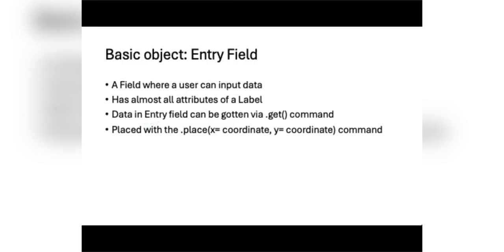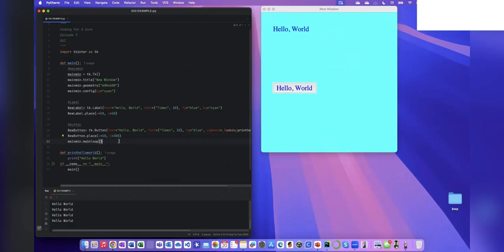Next, let's move into our final basic object, the entry field. It's a field where the user can input data, which you can get with the .get command. Let's use this to create a program where the user can write text into a field, which can then be printed by the click of a button. All right, let's move on to our final field, the entry field.